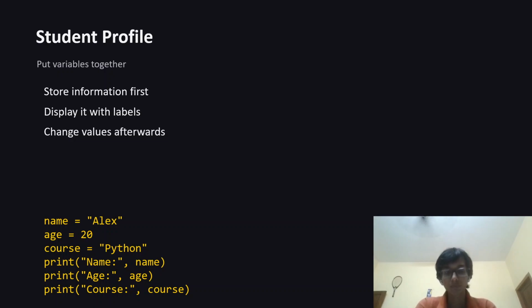Going to the student profile, we are going to put variables together, store information first, display it with labels, and change values afterward. This is what we did right now, right? So, name is Alex, age is 20. I want you all to do this. If you are not able to do it, we will do it together.